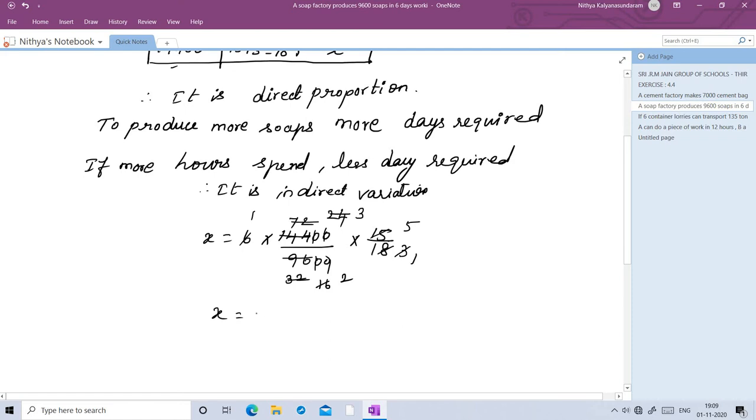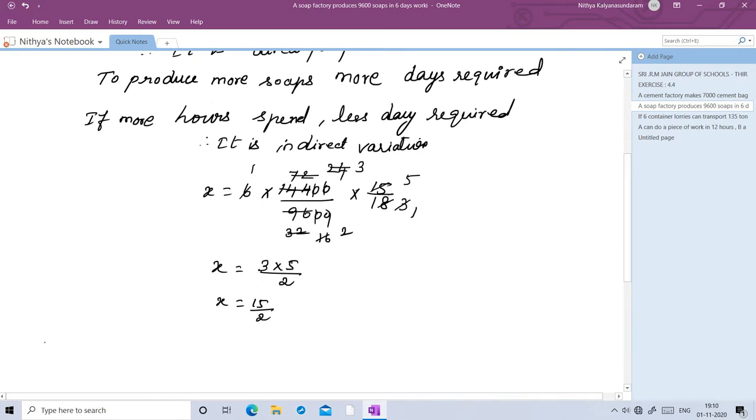So x is equal to 3 into 5 by 2. So x is equal to 15 by 2. So the number of days needed will be 15 by 2 days. Therefore, 15 by 2 days will be needed.